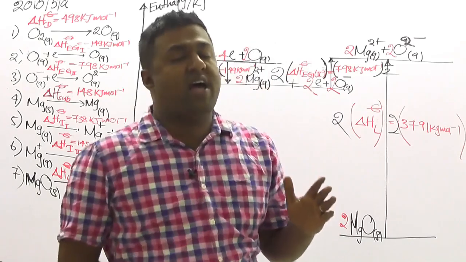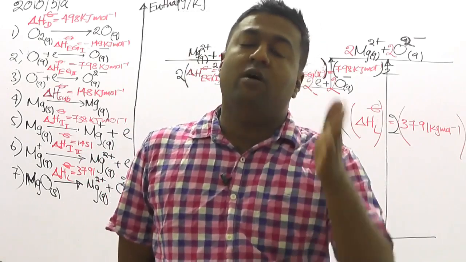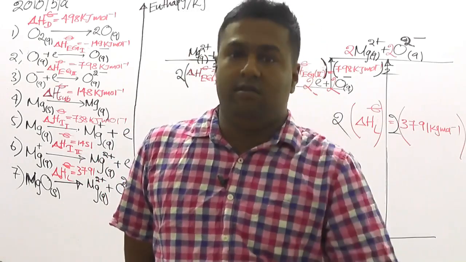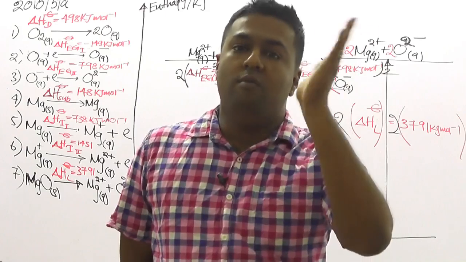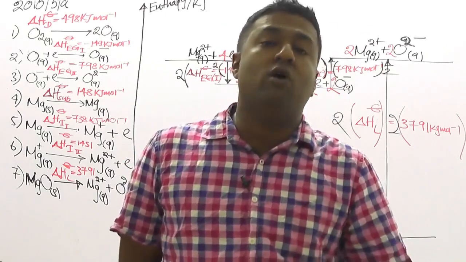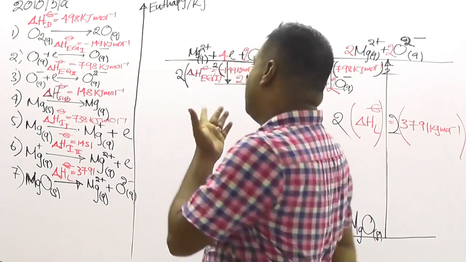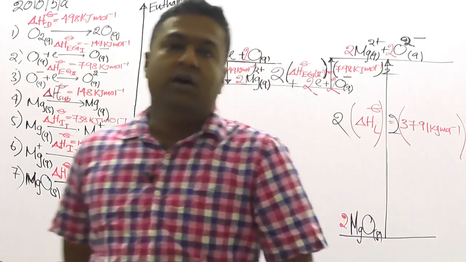So when you have a -2 ion or a -3 ion, you have this kind of issue, right.